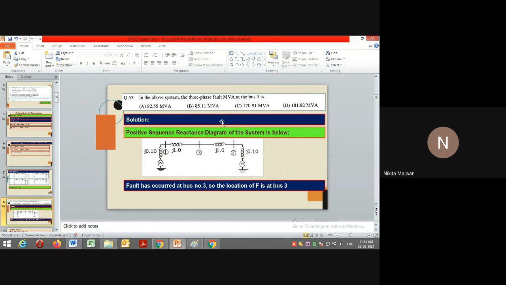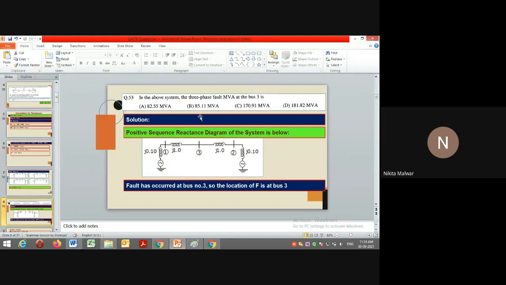You have to find out the fault MVA at bus 3. Four options are given to you, and the given diagram has generator 1 with all these reactances and generator 2 with all these reactances. This is the positive sequence reactance diagram of the system.